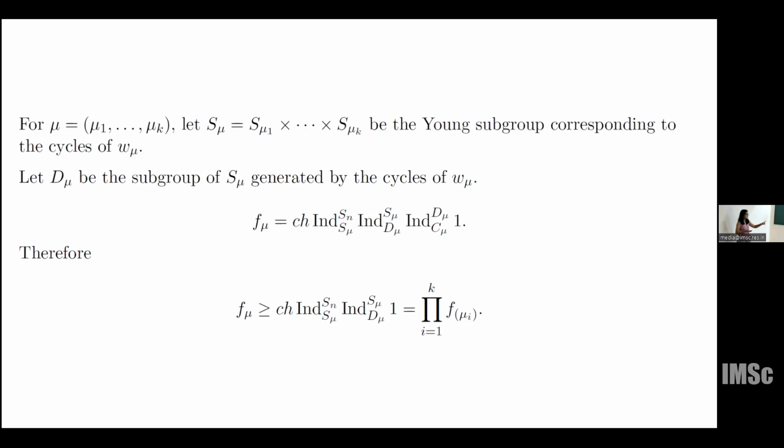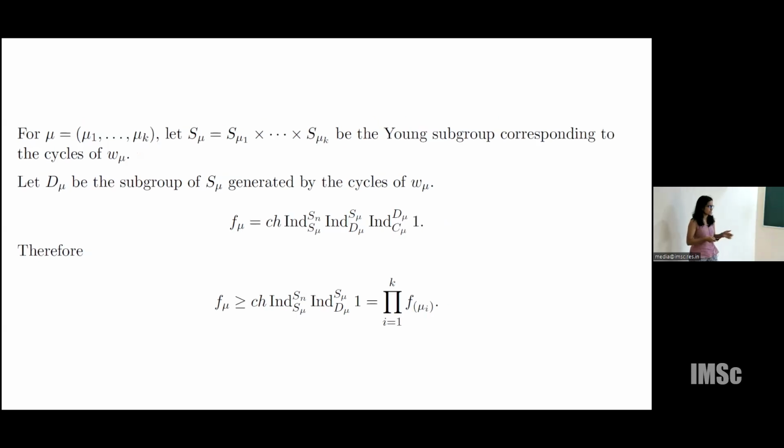And definitely, if I look at the first part, C mu to D mu, when I induce, it will contain the trivial representation. So I can write F mu is greater than or equal to the characteristic of the induction from S mu to Sn, D mu to S mu of the trivial. And this will be equal to, using my earlier notation, the product of F mu wise. Just recall that Swanson has already proved that if I am considering an n-cycle, just with one part, the result was already done.